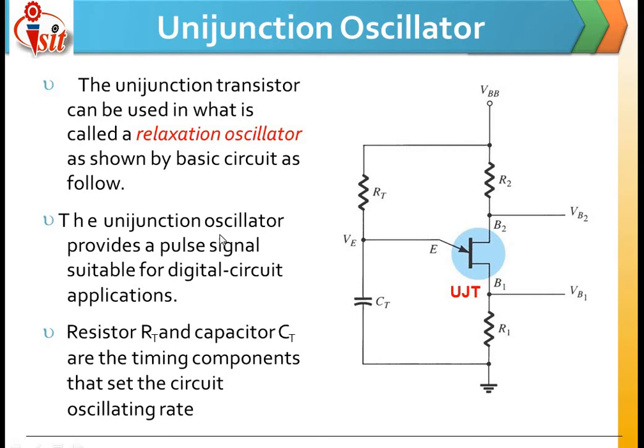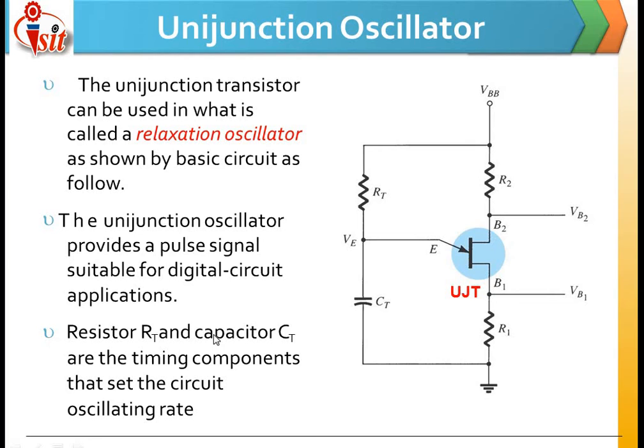The unijunction oscillator provides a pulse signal suitable for digital circuit applications. That means whatever signal pulses are generated by the unijunction oscillator are suitable for digital circuit applications. Then the resistance RT and capacitor CT are the timing components that set the circuit oscillating rate.